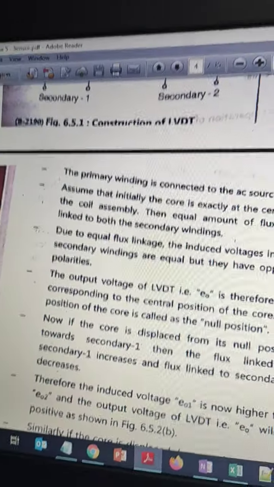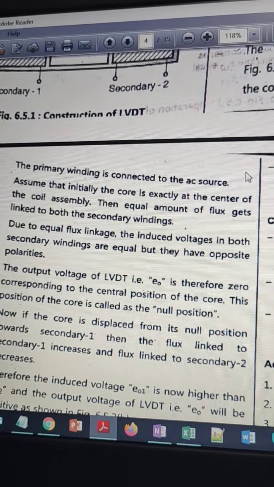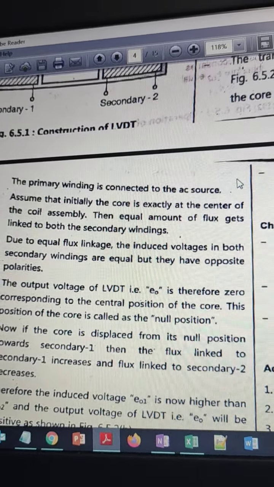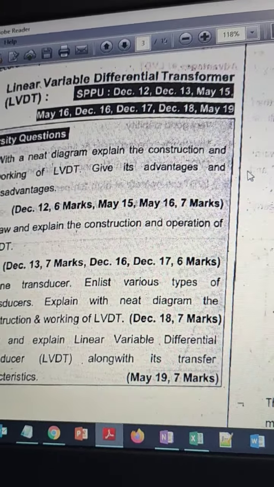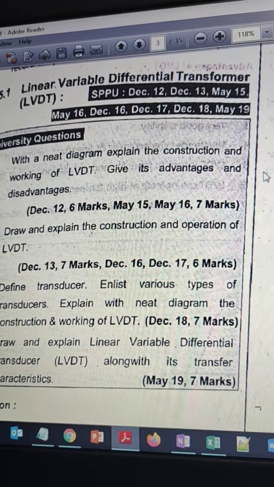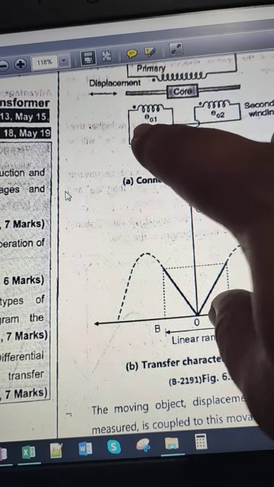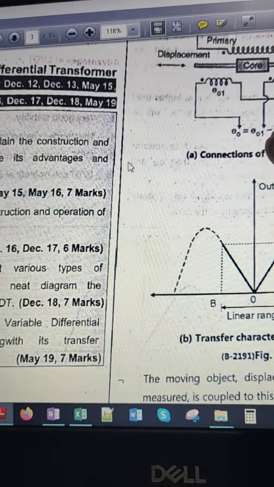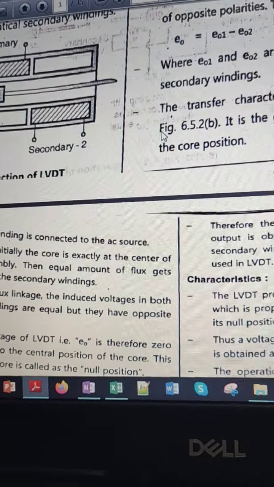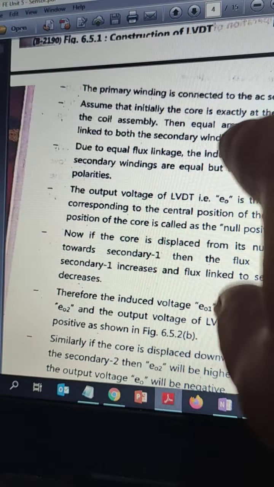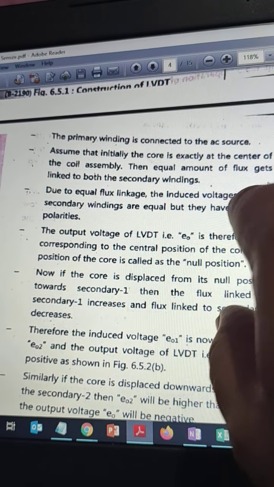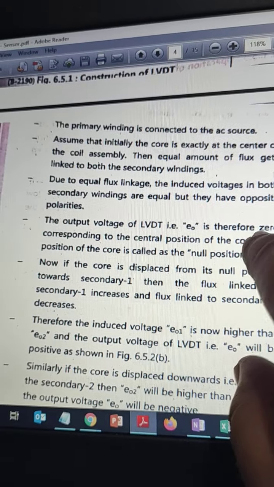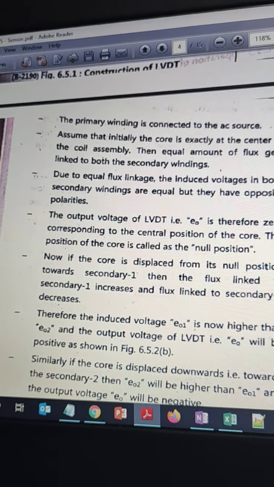Here the primary winding is connected to the AC source. Assume initially the core is exactly at the center position. So an equal amount of flux links with both secondary windings. The flux inducing the first winding and the flux inducing the second winding are equal. That is, E0 is equal to 0, and we call this the null position. Due to equal flux linkage, the induced voltages are equal and of opposite polarity, so E0 at the central position is zero.